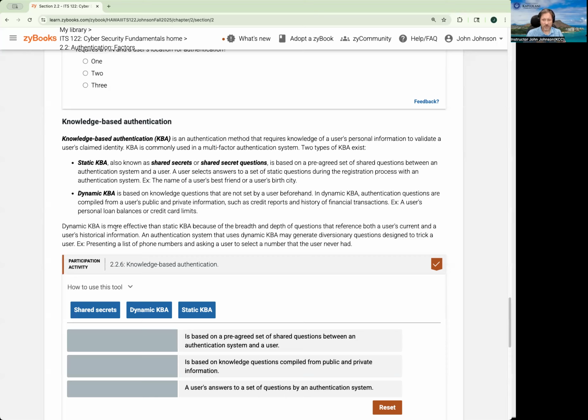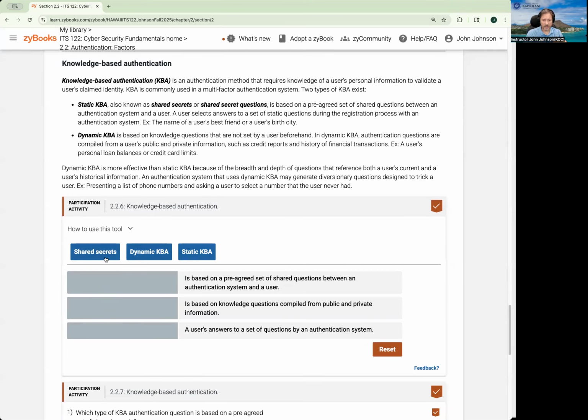There's another thing in the middle of all this. They can also create what they call diversionary questions. Diversionary questions are kind of cool because they'll ask you, for example, given these three or four phone numbers, which one have you never had during your life? It can pull that information from your history or its knowledge base, and then create a totally fake one, and you're supposed to be able to identify the fake one that you haven't had. So that's one type of dynamic KBA as well. It's called a diversionary question.